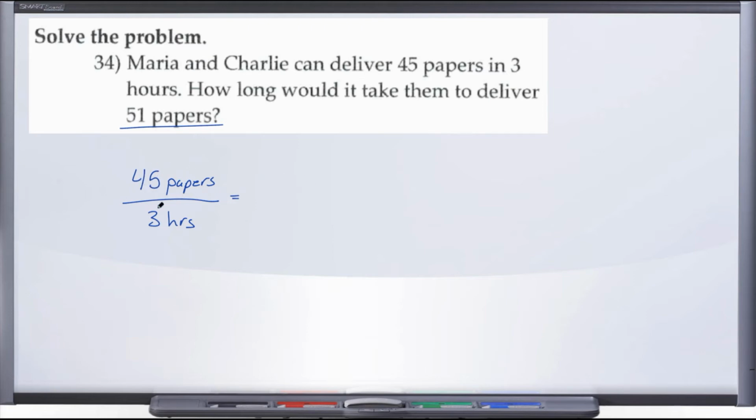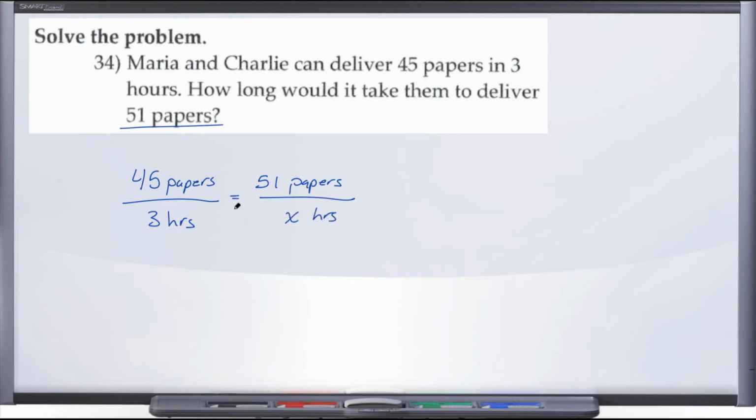because that's where we put 45 papers to start with, right? So that's what I mean when I say make sure that your units are consistent. So if you start with papers in the numerator, make sure papers, when you're setting up the proportion, remains in the numerator. So 51 papers over how much time? Well, we don't know. So X hours.